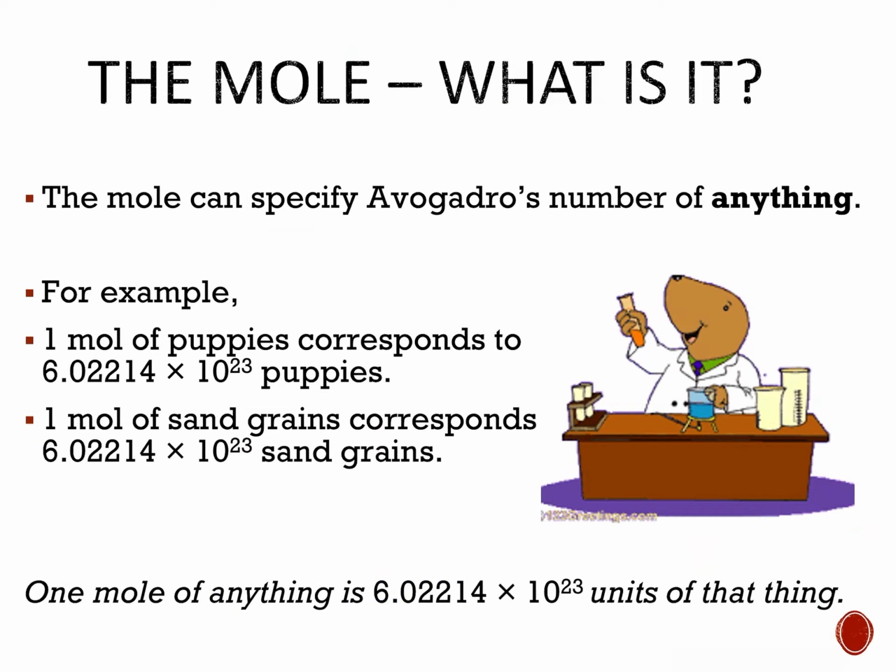You could also have a mole of sand, right? You'd have 6.022 times 10 to the 23rd sand grains. It doesn't have to be atoms or molecules. It could be anything. Like you could have a dozen people or a dozen cookies, right? The dozen means 12. Doesn't matter what the thing is. So here, 6.022 times 10 to the 23rd is a mole of whatever it is that we're talking about.